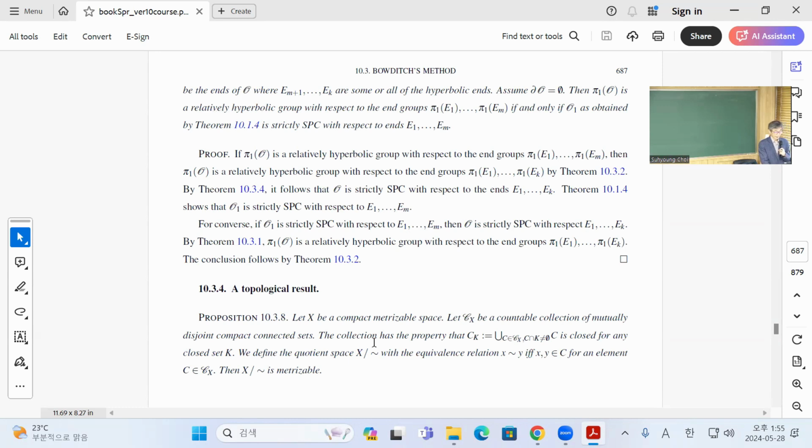Okay, so finally, the topological result is that if you have a compact metrizable space X and C is a countable union of mutually disjoint compact sets, and the collection has this property: it is closed. So for any set which intersects this K, if you take the union, it is also closed. Okay. And then we define the quotient space by the relation that if points are in the same element, they are equivalent. Then this is actually going to be metrizable.